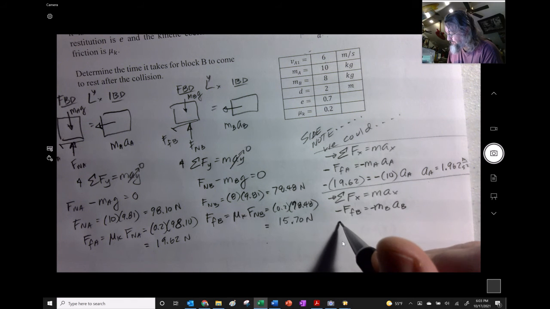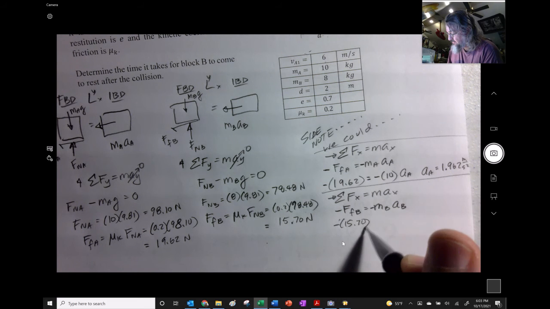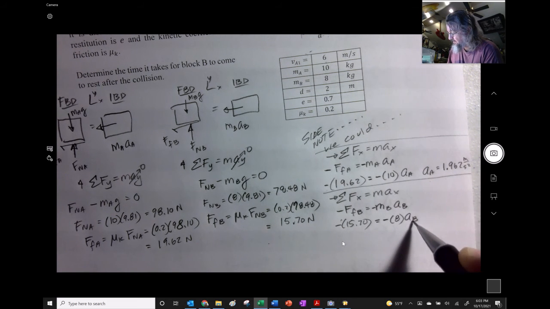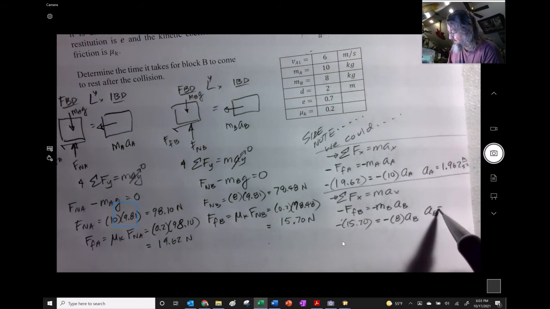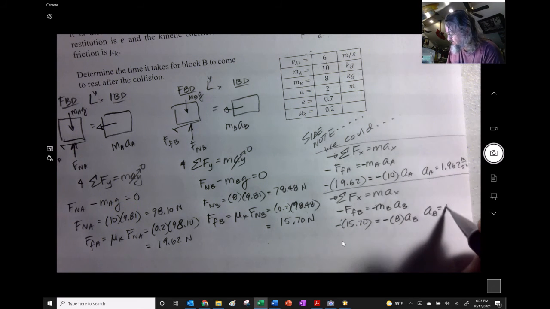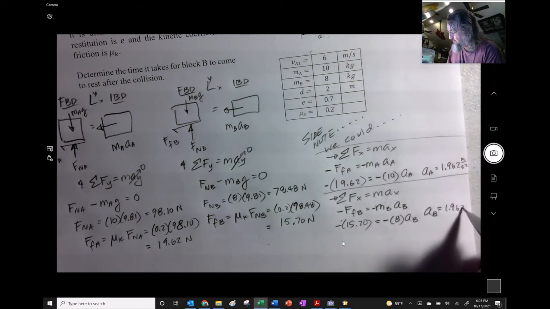And so that ends up being negative 15.70 equals negative 8 times the acceleration of B. And it turns out they're going to be the same deceleration, right? They're both going in that direction right there. So we just divided by 8, and we also get that it's going to be 1.962 meters per second squared.